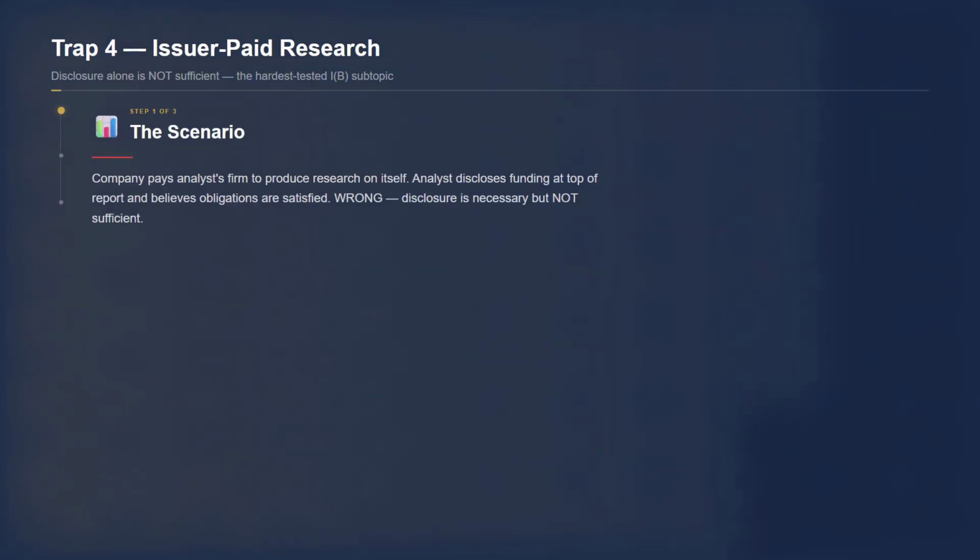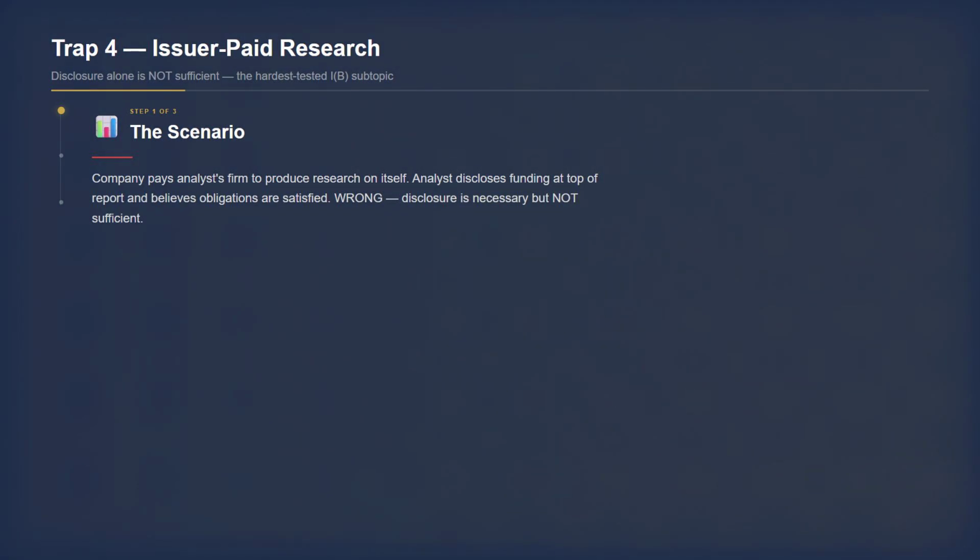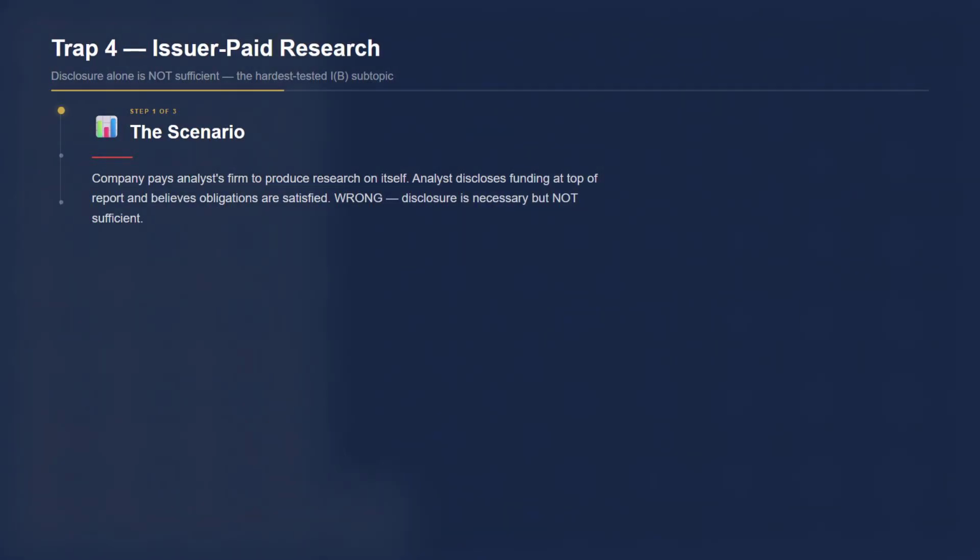Trap 4. Issuer-paid research. This is the hardest tested subtopic in Standard I-B. A research firm is paid by Meridian Biotech to produce a report on Meridian's own stock. The analyst discloses the funding arrangement at the top of the report. Is that sufficient? The exam trap here is what I call disclosure is always sufficient.